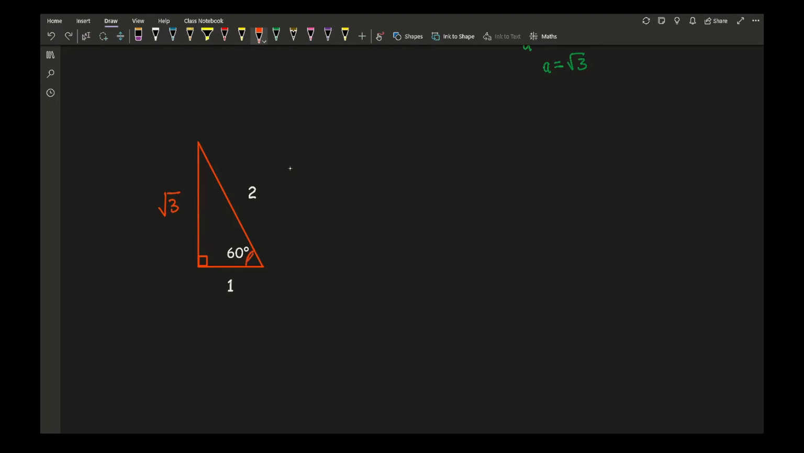Now taking this angle of 60 degrees, if I go on to label this triangle again, here I've got this is my H, this is my O, and this is my A. So labeling these, I've got A equals 1, O, which is root 3, and H, which is 2, and theta is 60 degrees. And again, looking at the trig ratios, I've got tan theta, which is O over A, sine theta, which is O over H, and cos theta, which is A over H.